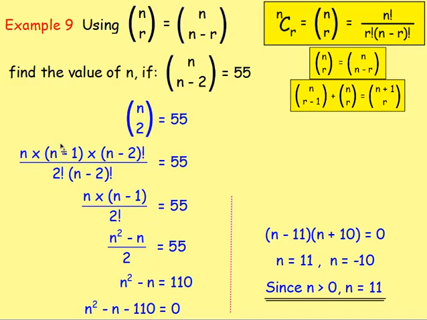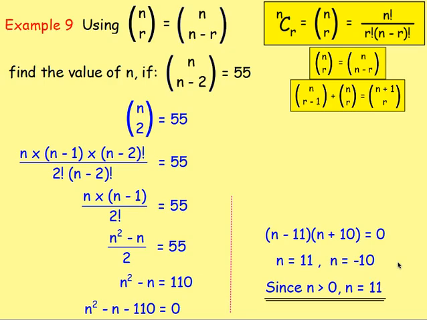Express n factorial as n times n take away 1 times n take away 2 times the numbers before that. Cancel out an n take away 2. Write 2 factorial as 2 times 1, which is 2. Multiply the brackets. Multiply both sides by 2. Subtract 110. Factorise, solve, and think about the question.